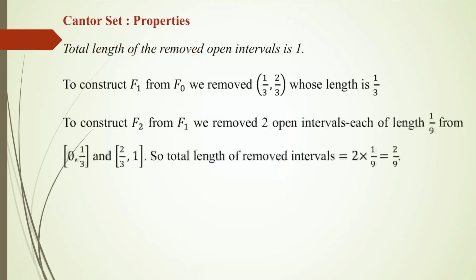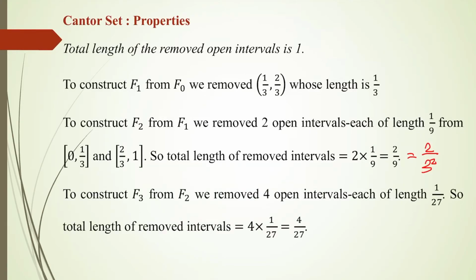So we get the total length of removed intervals in the second stage as 2 by 9, which is 2 by 3 square. So here we have 1 by 3, here we have 2 by 3 square. And in the next stage, to construct F3 from F2, we remove 4 open intervals, each of length 1 by 27. So the total length of removed intervals is 4 times 1 by 27, which is 4 by 27, which can also be written as 2 square by 3 cube.